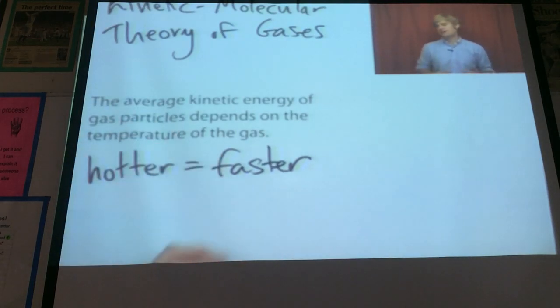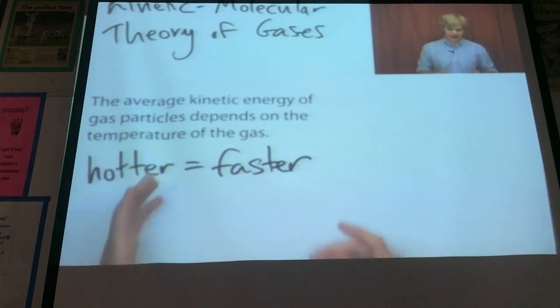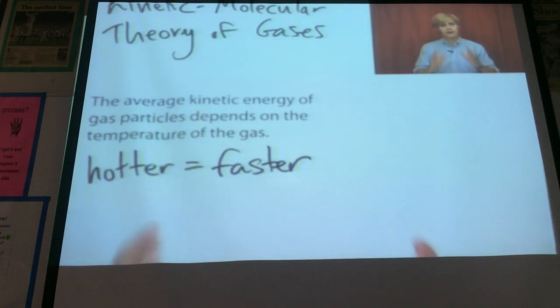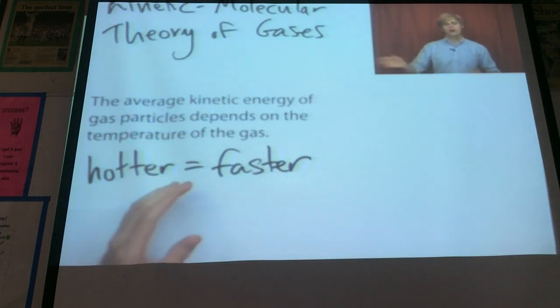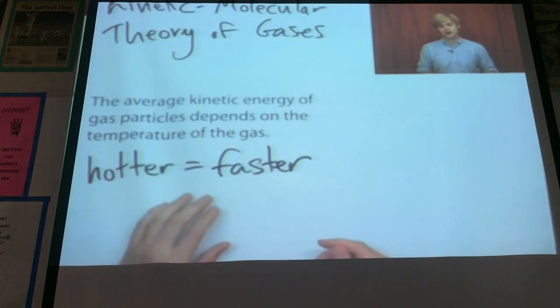So this kinetic theory of gases, we've looked at a few of the rules that we always want to keep in mind whenever we're dealing with gases. And again, we're going to assume that all the gases we're dealing with follow these 5 rules that we just talked about.